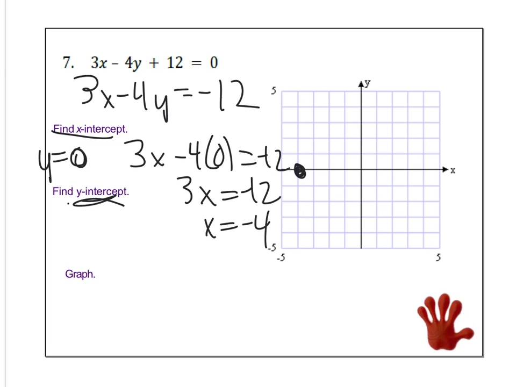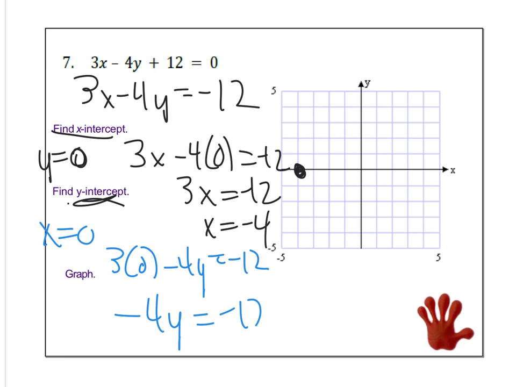For the y-intercept, that means x equals 0. So that's 3 times 0 minus 4y equals negative 12. So minus 4y equals negative 12, y equals 3. So y equals 3 right here. So together, that's what that line looks like. Now I can flip it around and go to slope-intercept form. That takes too much time. Figuring it out from intercepts is just faster.